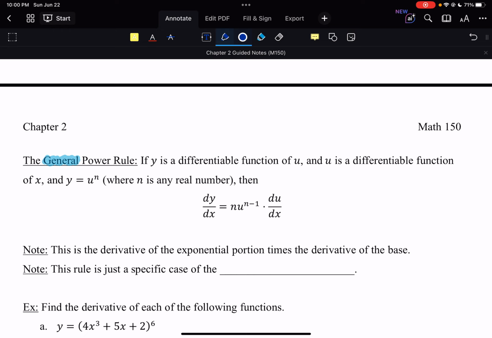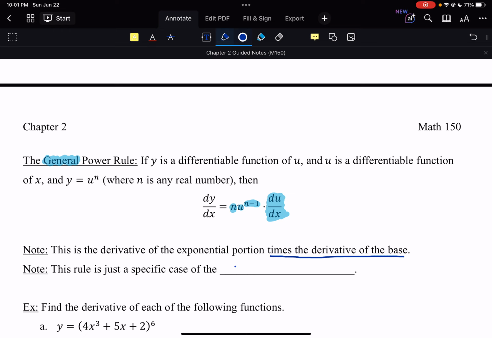This version says that if y is a differentiable function of u and u is a function of x, y equals u to the n, where n is a real number, then the derivative is the power rule. So you bring down the n, you subtract 1 from the power, but then you multiply by the derivative of the inside function. So this is the derivative of the exponential portion, the normal power rule, times the derivative of the base. That is the extended portion. That is the chain rule portion.